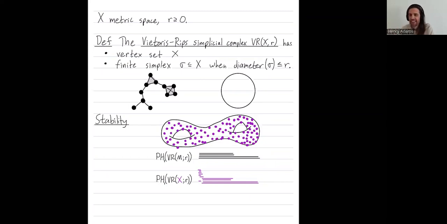And we want that in data analysis, right? We want to have the property that as you sample more and more points, you converge to the persistent homology of your underlying space.